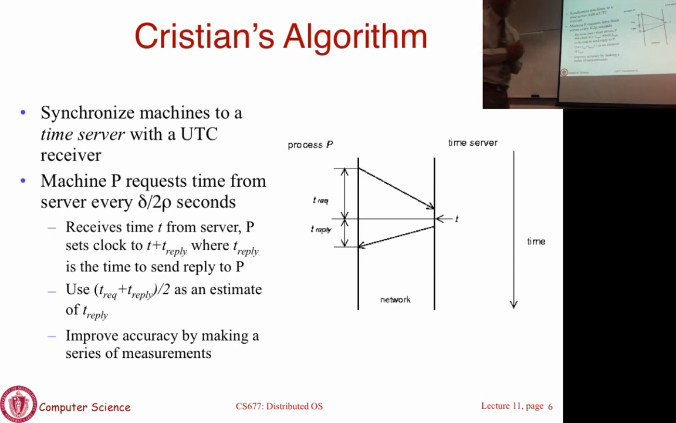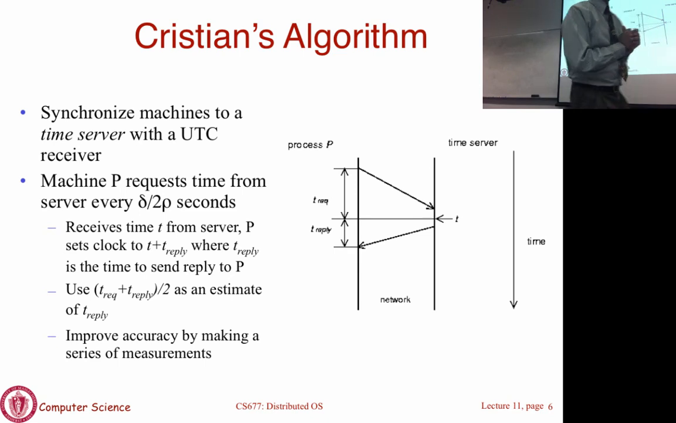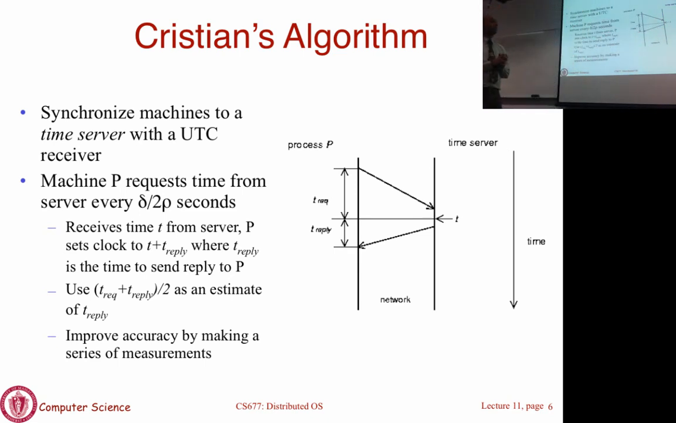Yes, question. What if the network packets get lost? So then you don't do anything. You will not get a reply. There's nothing to do. You just restart the process in this case. If you don't get a reply, you can't even set your clock. So you just say, I didn't get any reply, restart the whole process. So eventually it will succeed and you just use that value.